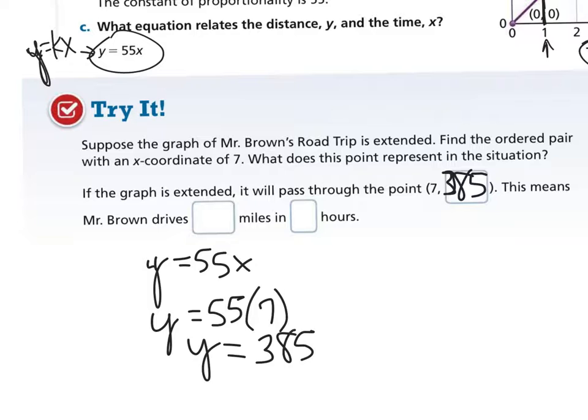So this tells us that Mr. Brown drives 385 miles in 7 hours. Again, the y is our number of miles, and the x is how many hours that he drove for.